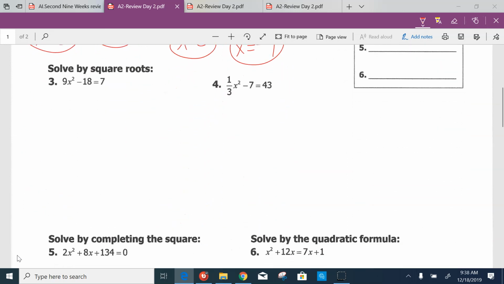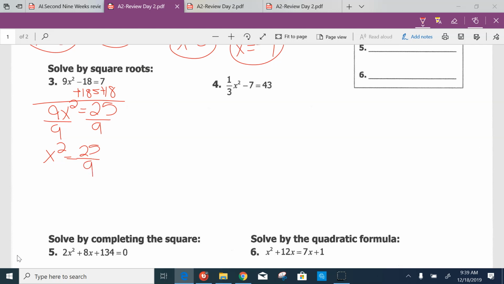Now we're going to solve by square roots. Solving by square roots basically means getting x by itself and solving it like a one or two-step equation. So what I'm going to do first for this first equation is combine my like terms and get x by itself. I'm going to add 8 to bring it over to the other side. So now I have 9x squared equals 7 plus 18, which is 25. To get the x squared by itself, I need to divide everything by 9. And then now I get x squared equals 25 ninths.